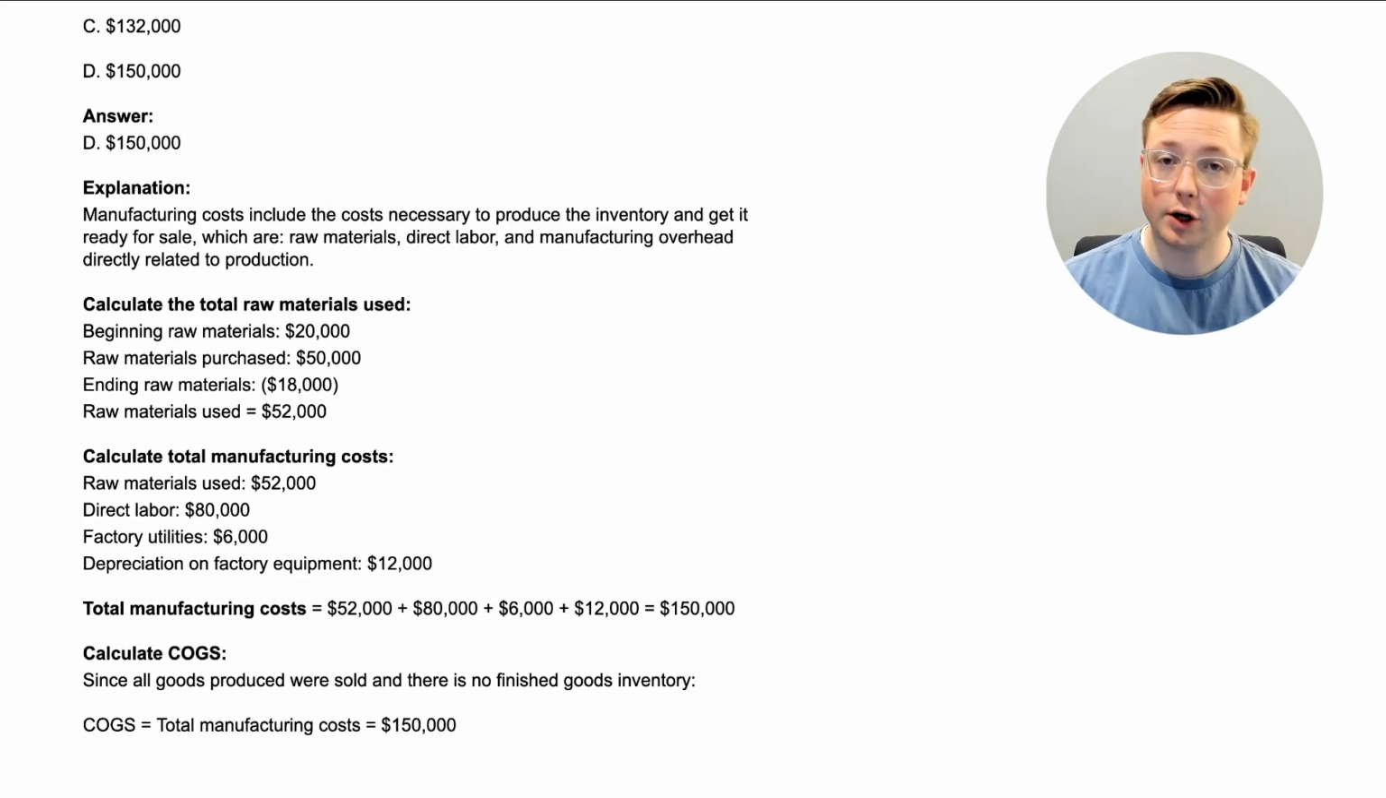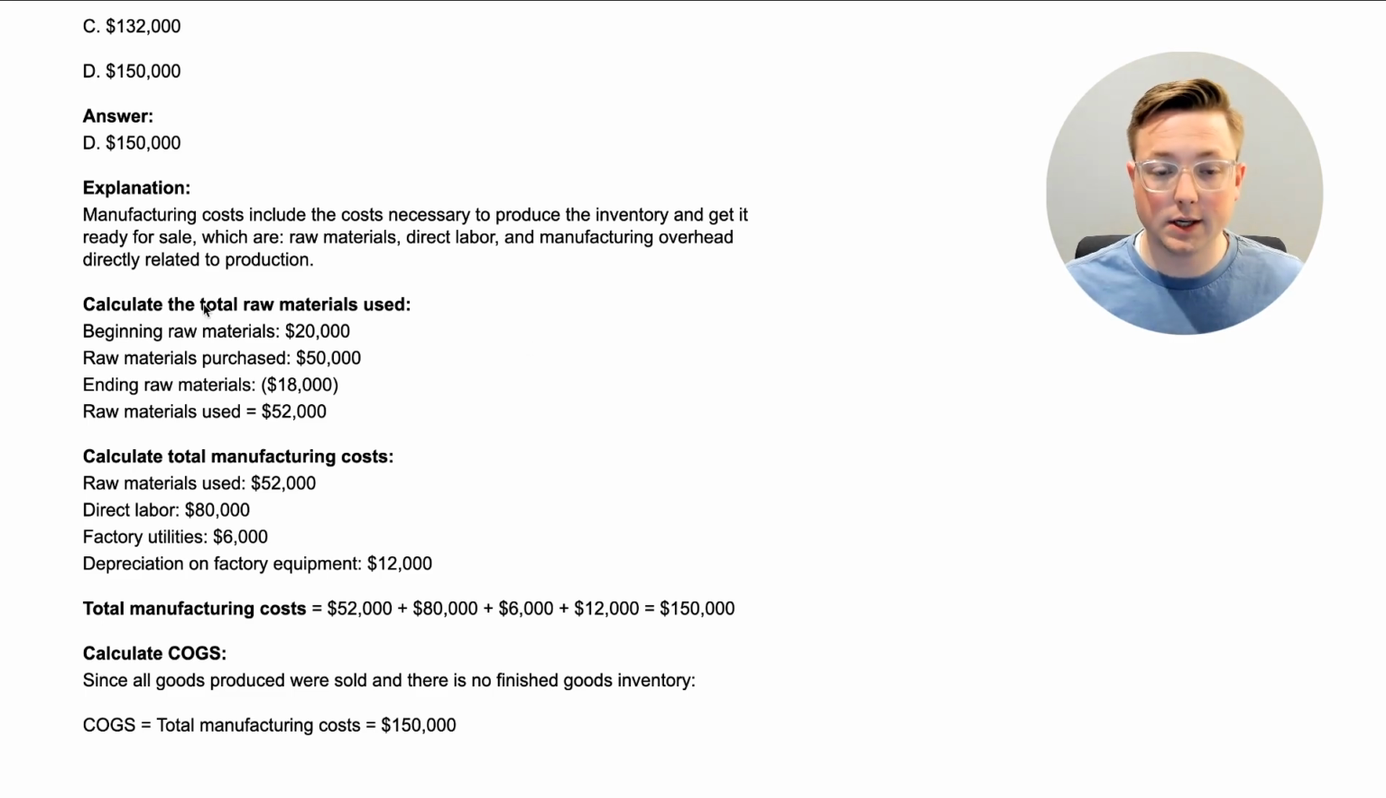The answer is D. $150,000 is going to be the cost of goods sold. So again, this is a little bit different of a question, but it's still important to know and to think about. Manufacturing costs include the costs necessary to produce the inventory and get it ready for sale. So whatever the costs are to actually create the inventory and have it ready to be sold, that's what we're talking about right here. These are raw materials, so the materials used to make the inventory, direct labor, the people who directly created the inventory, and then manufacturing overhead directly related to the production. So anything that is overhead that is directly related to these things being created.